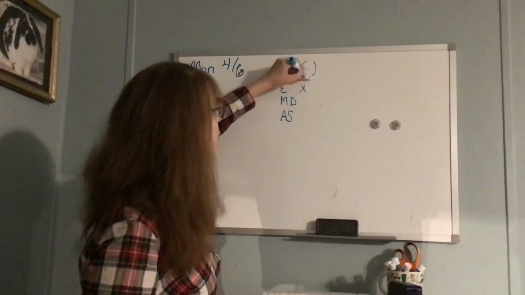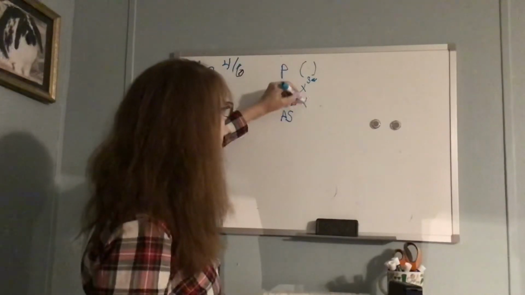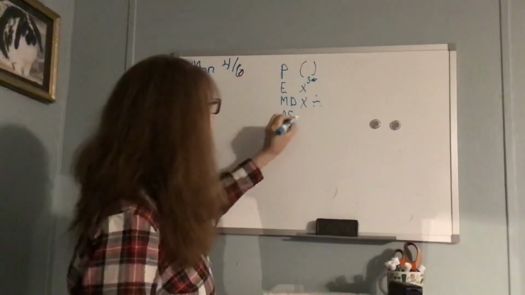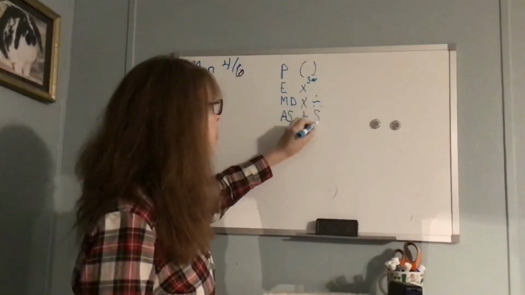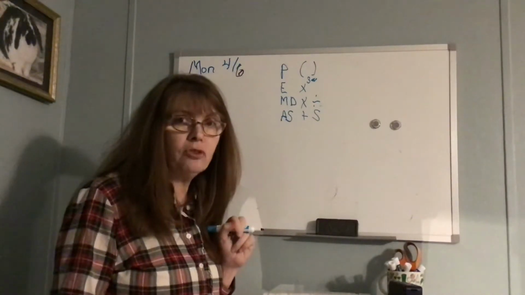Then this is the exponent, the little 3 up there, right? Then this is going to be multiplication or division as they come from left to right. And then addition or subtraction as they come from left to right. All right? Have any questions?